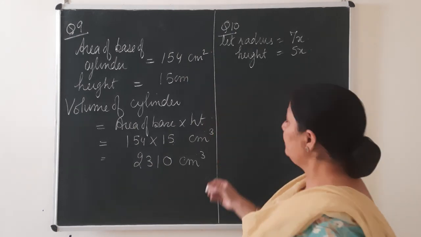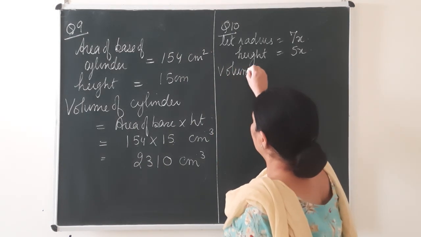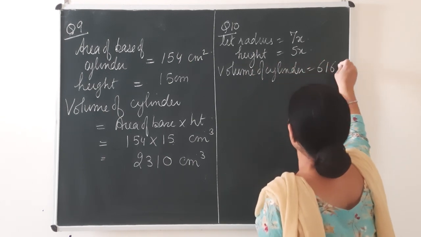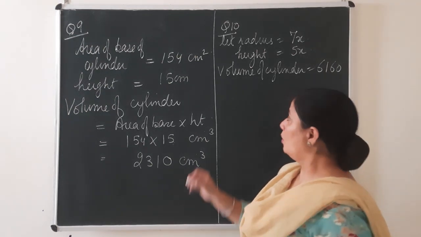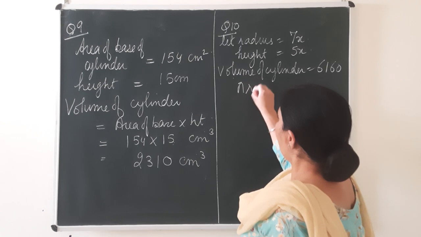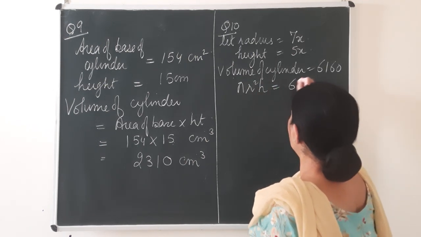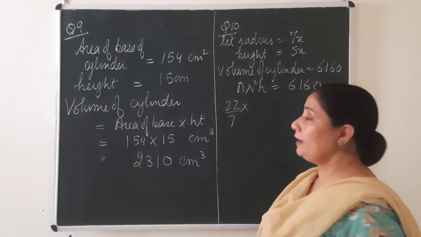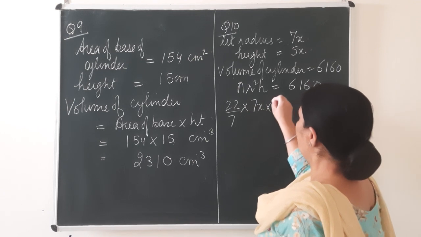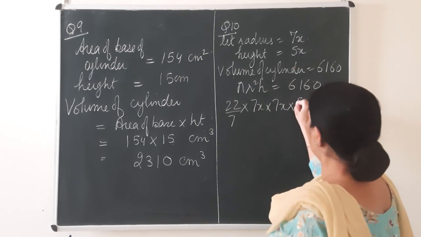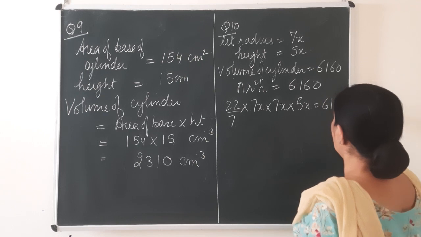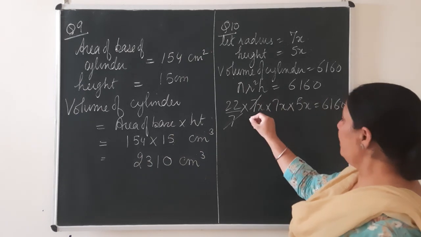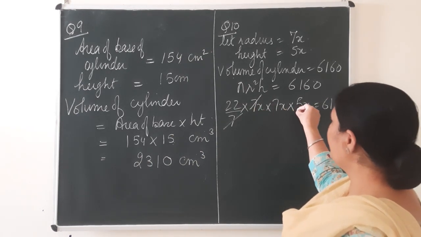Now what is given to you, beta? You are given the volume of the cylinder. The volume of the cylinder is given to you 6160. Okay? Now again put the formula. Pi r square h, which is the volume of the cylinder, is equal to 6160. Let us put 22 by 7 in place of pi. R is equal to 7x into 7x into h, that is equal to 5x, is equal to 6160. Now, beta, one 7 will get cancelled, and 22 into 7 into 5 we will multiply.